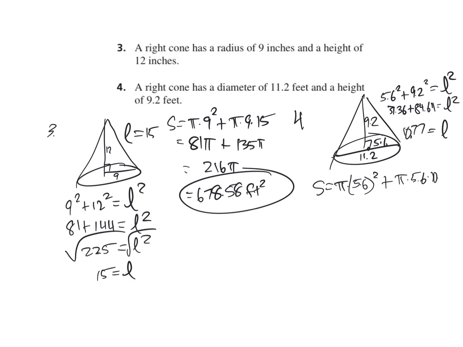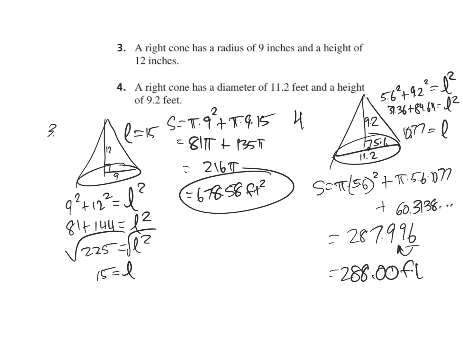Take that number times 5.6, and we get 60.3138, and so on. Add that to the 5.6 squared times pi, and the overall answer is 287.996, which rounds to 288.00 square feet.